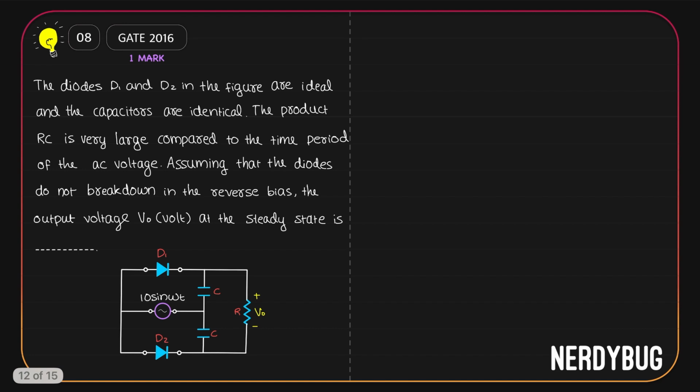Let us see the next problem. Here we have two diodes D1 and D2. These are ideal and the capacitors are identical. The product RC is very large compared to the time period of the AC voltage. Assuming that the diodes do not break down in the reverse bias, we have to find the output voltage at the steady state.